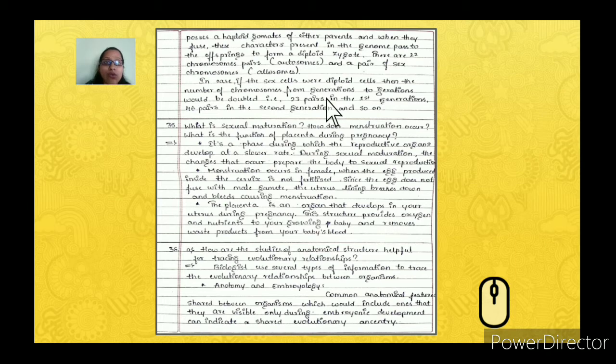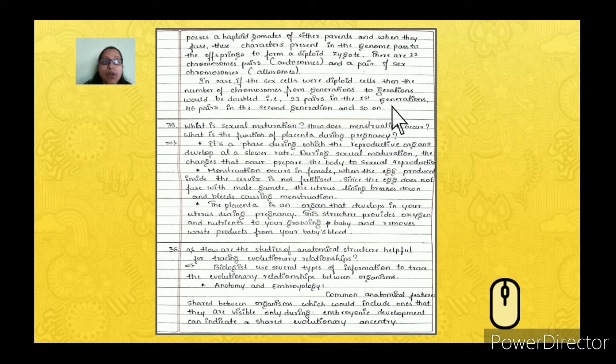When they fuse, the characters present in the genome pass on to the offspring to form a diploid zygote. So there are 22 chromosome pairs that are known as autosomes, and a pair of sex chromosomes. Sex chromosomes are also known as allosomes, that is XX or XY. So in case of sex cells being diploid, the number of chromosomes from one generation to another will be doubled.